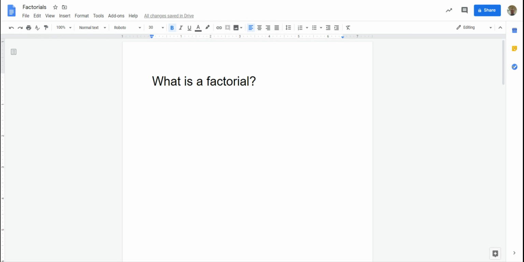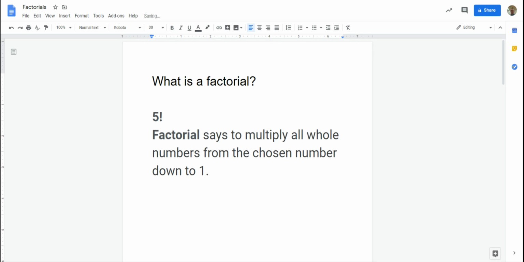Basically, a factorial looks like this: 5, and then an exclamation mark. That would be 5 factorial. Well, what we do with that is this. We multiply all the whole numbers from the chosen number down to 1. We don't go to 0, we don't go into the negatives. We just start where we were at 5 and multiply it by 4, by 3, by 2, and by 1. And when you multiply that all out, you end up with 120.